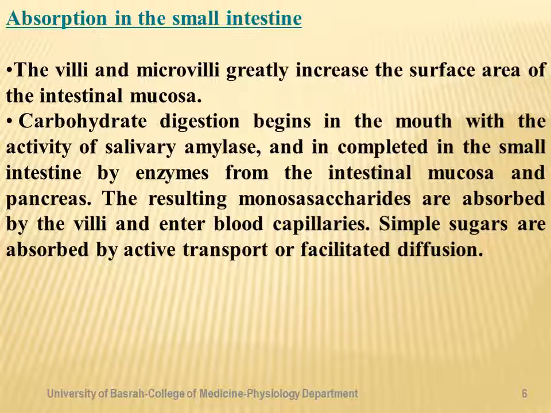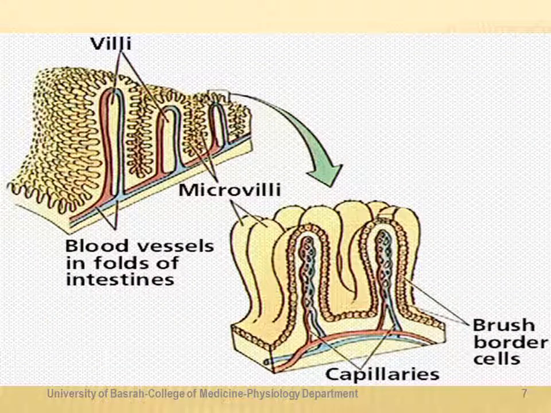The result is monosaccharides, simple saccharides, which are absorbed by the villi and enter the blood capillaries. Simple sugars are absorbed by active transport and by facilitated diffusion. Now, this is the picture of the villi and the brush borders found in the mucosa lining of the small intestine.